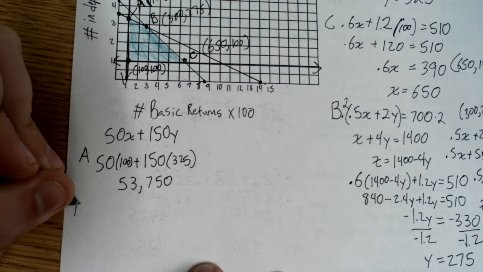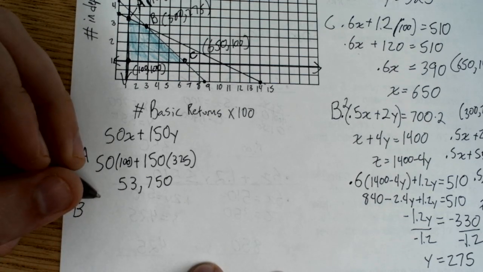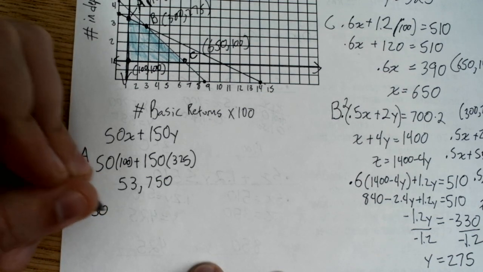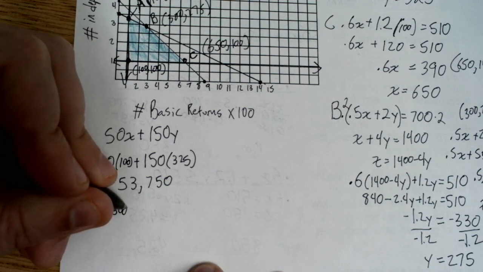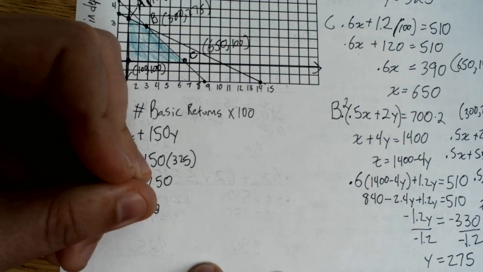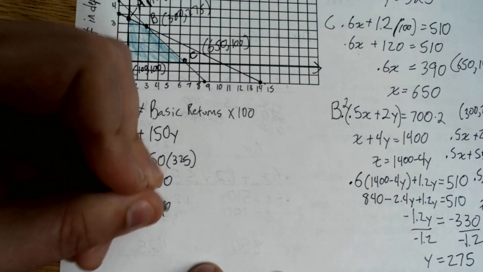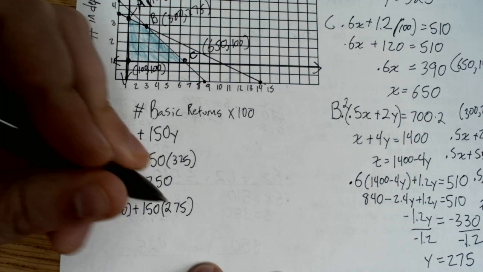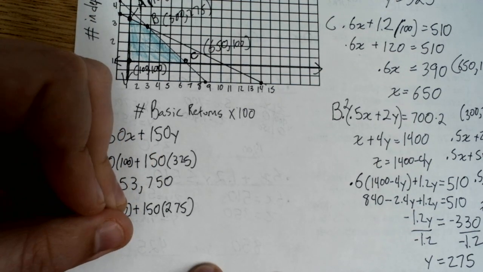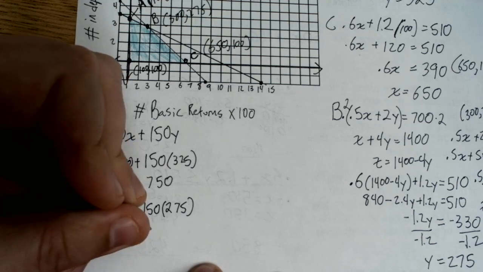Okay, for B, I have 50 times 300 plus 150 times 275. Working that out, I should get 56,250, sorry.